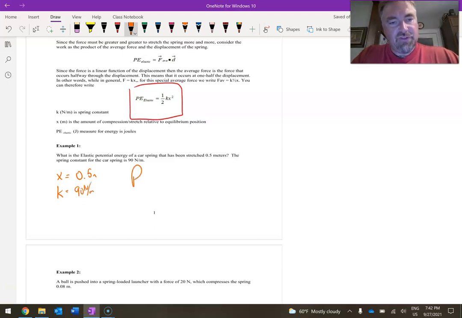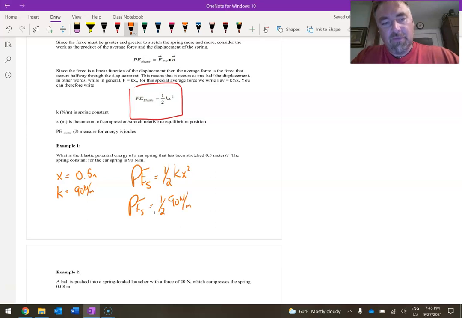And so the potential energy stored in the spring, which we'll call PE sub s, is equal to 1/2 kx². So we'll do the potential energy stored in the spring is equal to 1/2 of the 90 newtons per meter, and then we'll multiply that by 0.5 meters, but don't forget to square it. And when we do that, we'll end up with 11.25 joules.